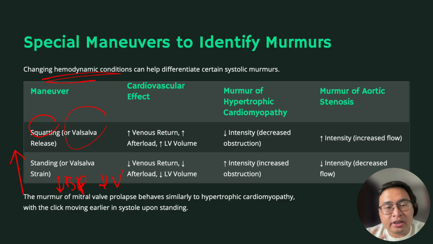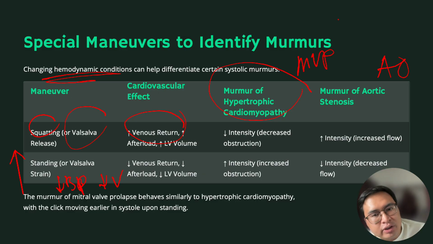Okay, and the opposite is true for squatting. In squatting, you have increased venous return because it's working less against gravity, yung blood natin. Alright? So, what's the use of these two maneuvers? They're useful in differentiating between the murmur of hypertrophic cardiomyopathy as well as mitral valve prolapse versus aortic stenosis. Okay? So all of these are systolic murmurs.